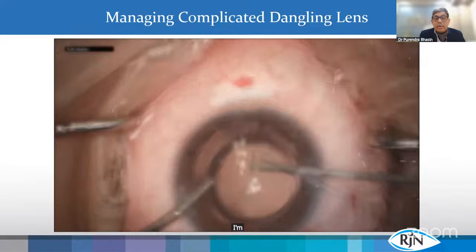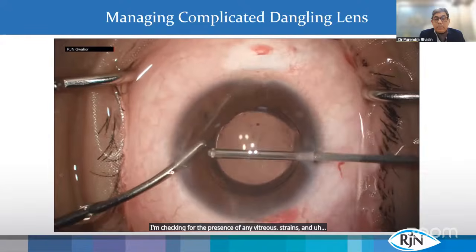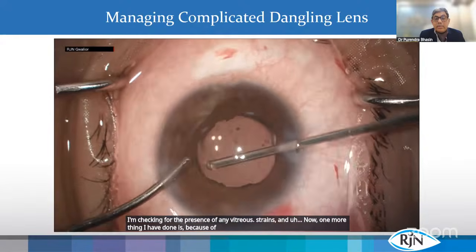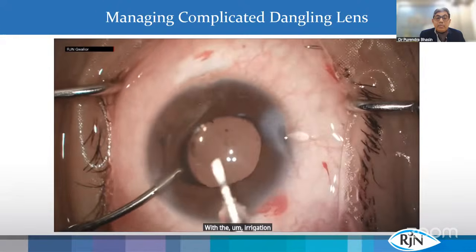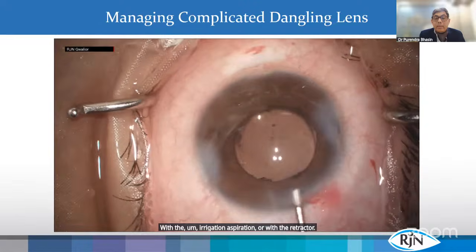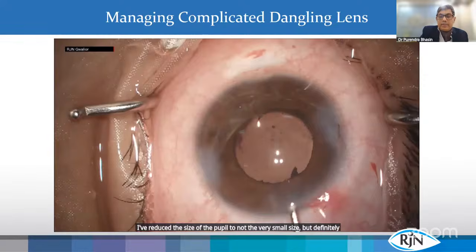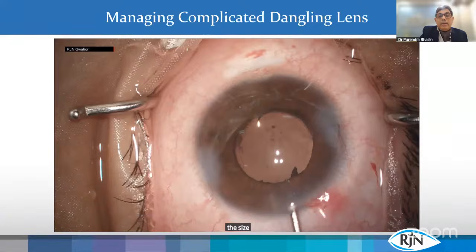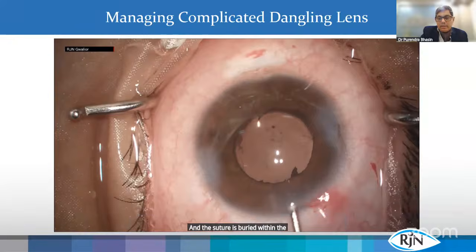I'm checking for the presence of any vitreous strands. And one more thing I have done, because of the traumatic mydriasis which was present, with the irrigation aspiration or with the vitrector, I have reduced the size of the pupil, not to a very small size, but definitely less than before, which will decrease the glare and halo to the patient. The lens bag is stable, the conjunctiva is cauterized and the suture is buried within the scleral tunnel.